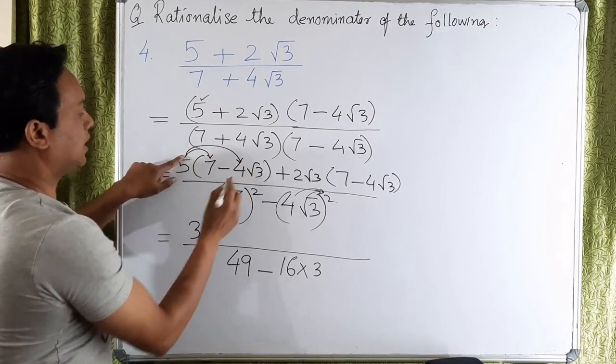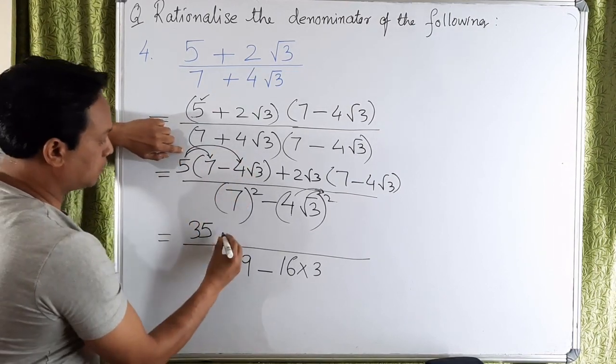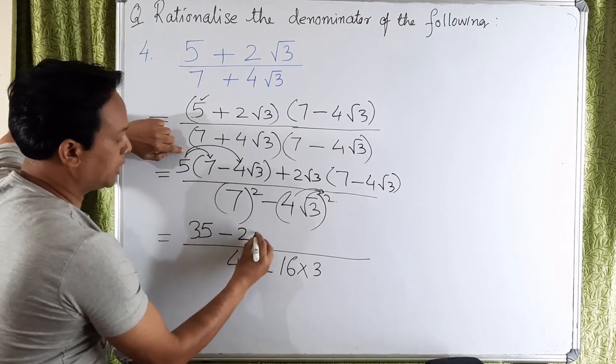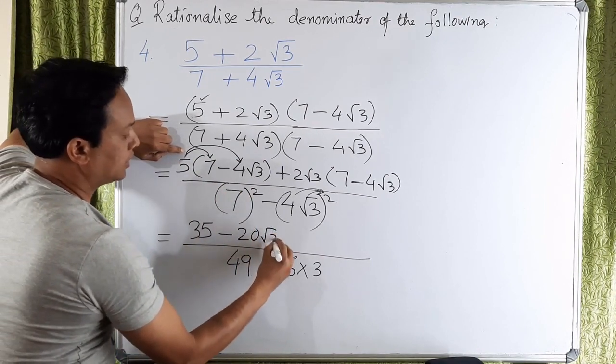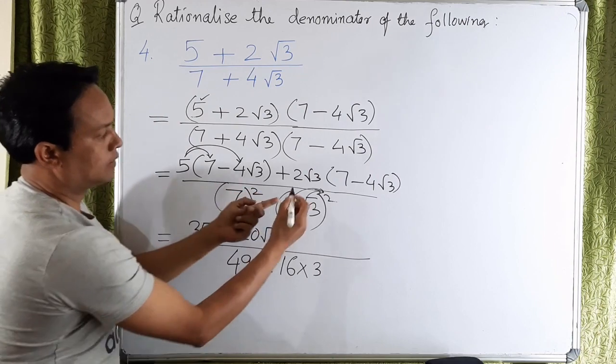Then this will multiply. Start with the sign. Plus into minus, minus. 5 into 4, 20 root 3. So I finished multiplying this one. Now come to this side.